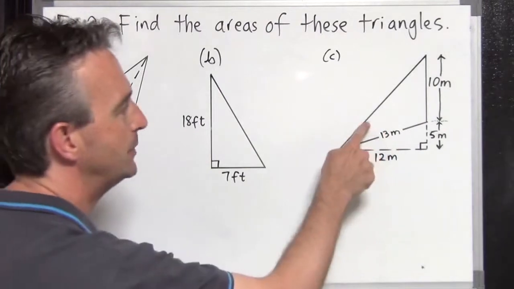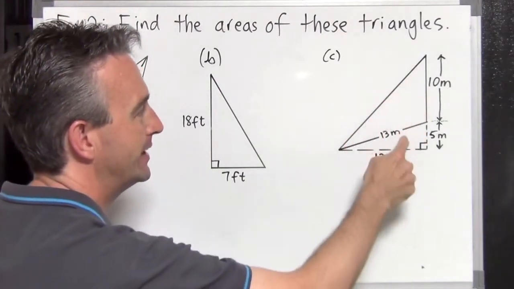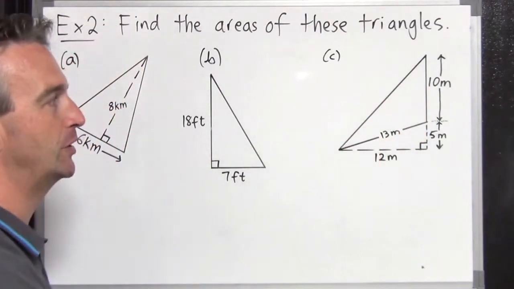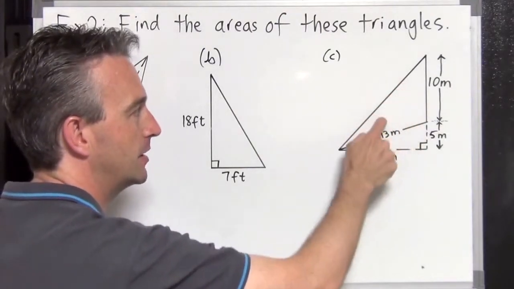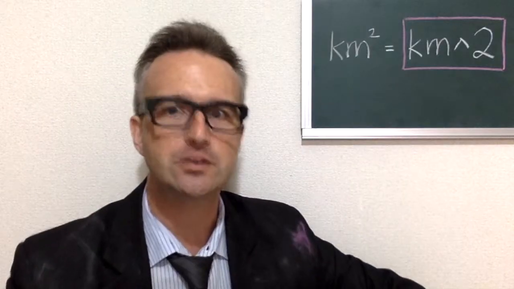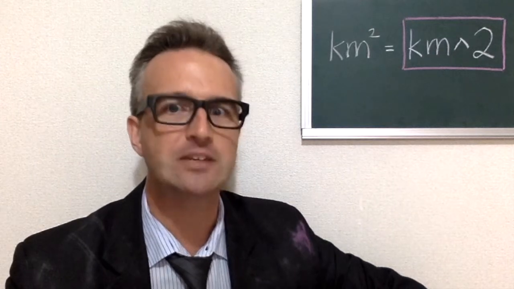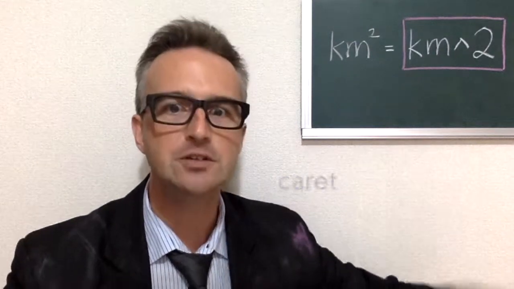Just keep in mind here for c, we are looking for this area here. We are not including this area in the triangle, just this area of this triangle up here. Don't forget to include the correct units in your answers. If you ever need to type units for area, use the caret symbol.